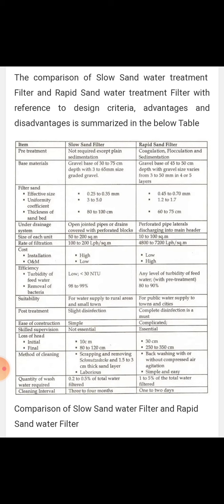After 3 months, 4 months or 6 months, you just have to replace the top layer of sand, and you can improve the rate of filtration for the slow sand filter. Okay, so considering the cost, the installation cost is high for a slow sand filter, but the operation and maintenance cost is less. And for the rapid sand filter, the installation cost is very low, but the operation and maintenance cost is high. So this is all about the cost of the slow sand filter and rapid sand filter. The remaining points we will discuss next.